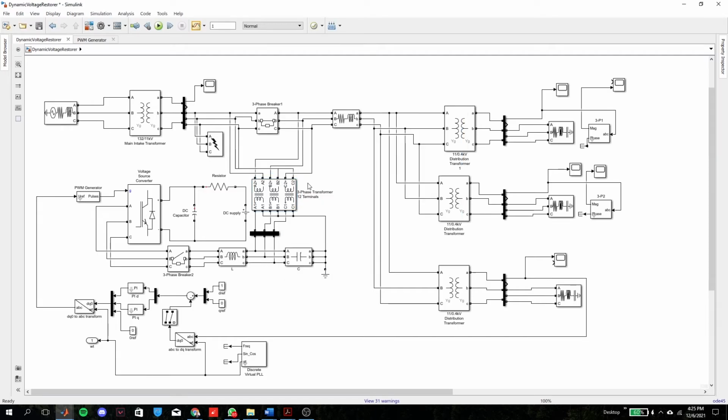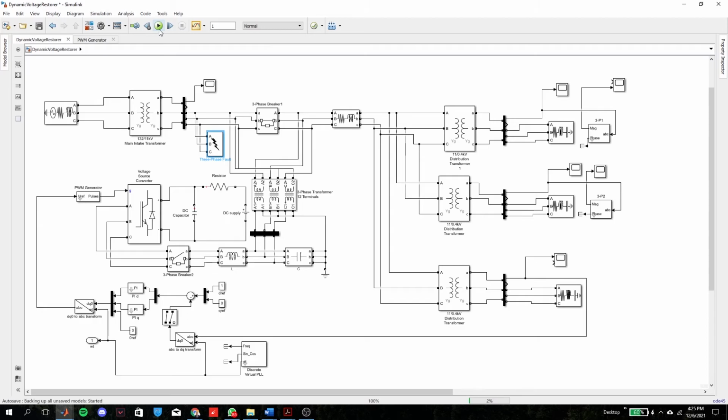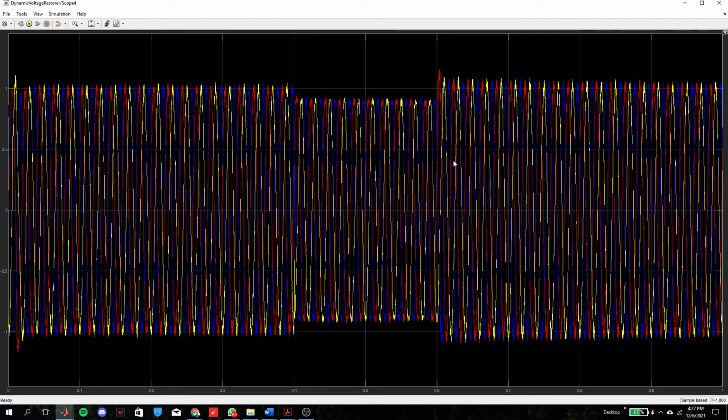So here I run the simulation of the DVR for the first case, which is the occurrence of a 3-phase fault in the system. From the scope of the load side, it can be seen that the voltage sag that occurs between 0.4 and 0.6 has been improved by the DVR. The small magnitude of voltage sag is below 10%, which is still acceptable.